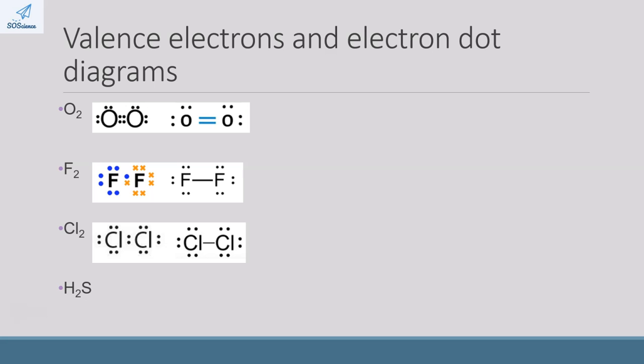Let's take a look at H2S. Sulfur has 6 valence electrons, and each hydrogen has 1 valence electron. This is going to be a similar setup to H2O. So here we can see that there is a single bond that bonds the sulfur and the hydrogen on either side, and sulfur still has 1 pair at the top and 1 pair at the bottom of electrons that are not shared. But now the sulfur atom has 8 valence electrons around it, and each hydrogen atom has 2.